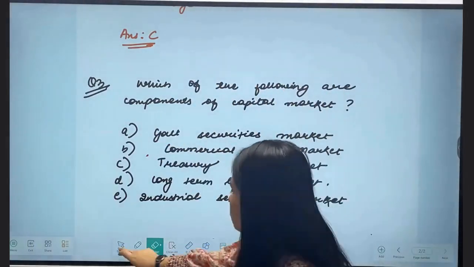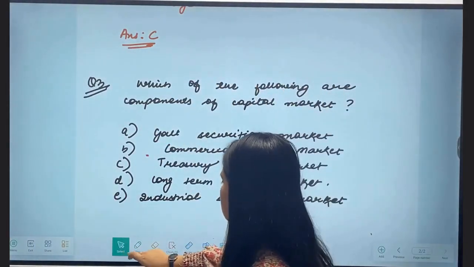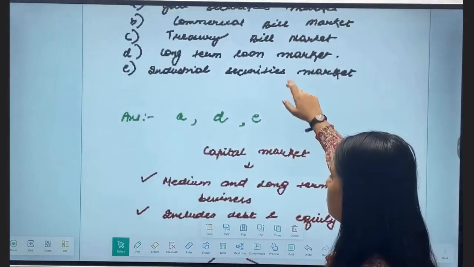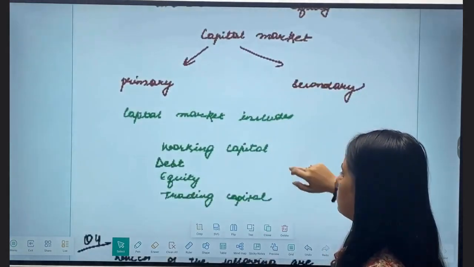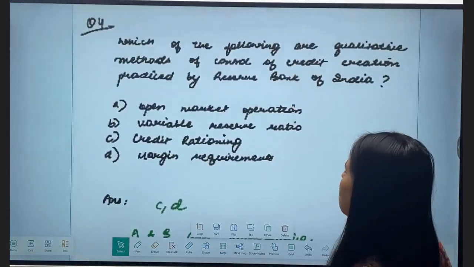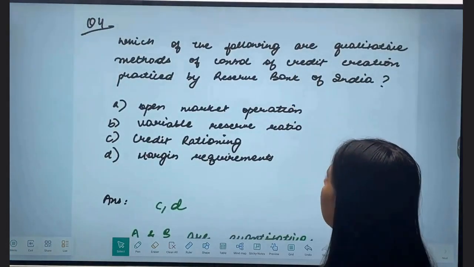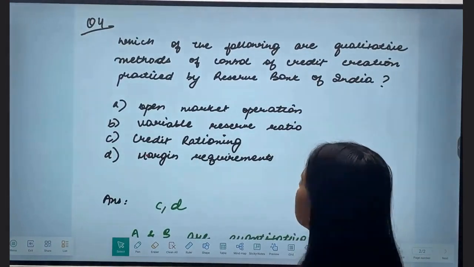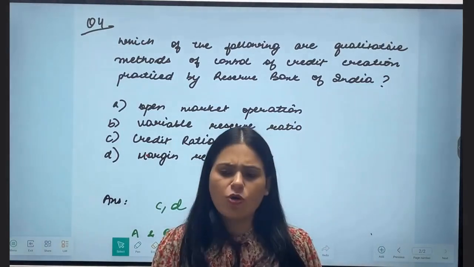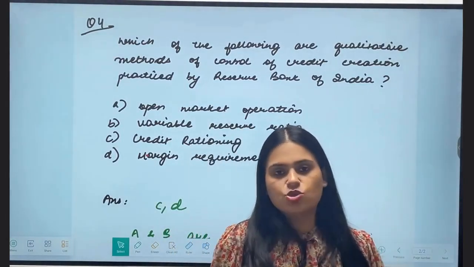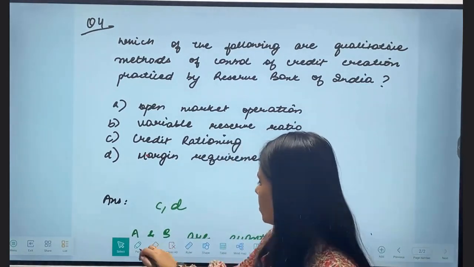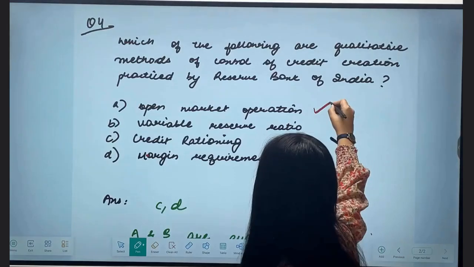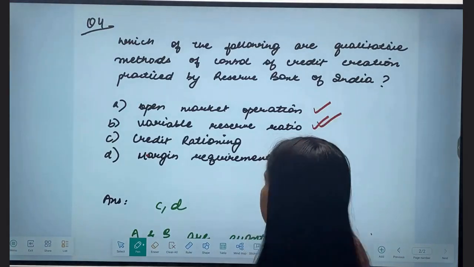Okay, beta, come to the next question. Which of the following are qualitative methods of control of credit creation practiced by RBI? It is a very simple question. So we know, this is very clear to us, that open market operation and variable reserve ratio.